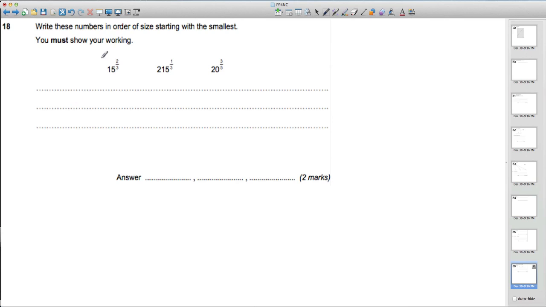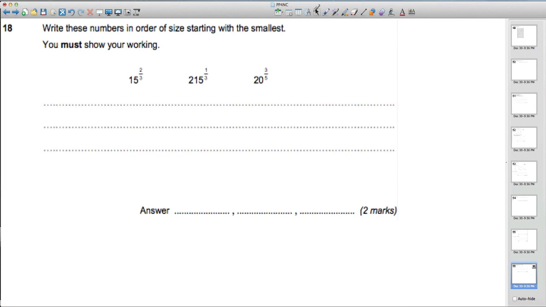Okay, write these numbers in order of size, starting with the smallest. You must show your working. Okay, we've done this question quite a few times now. So 15 to the 2/3. We would write that as 15 to the 1/3 squared.